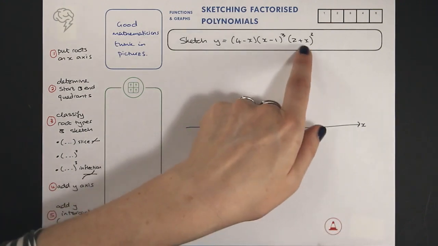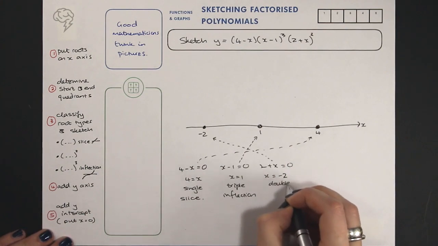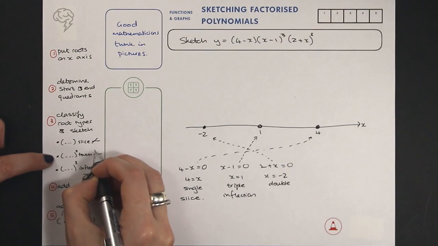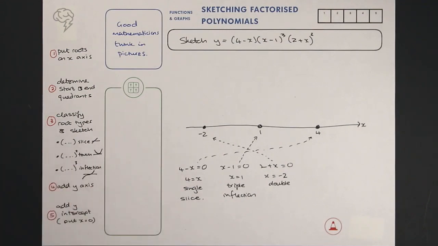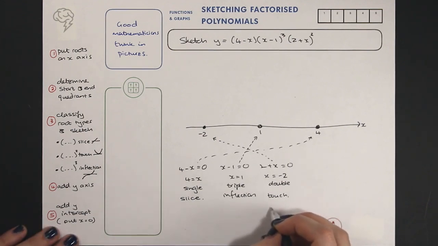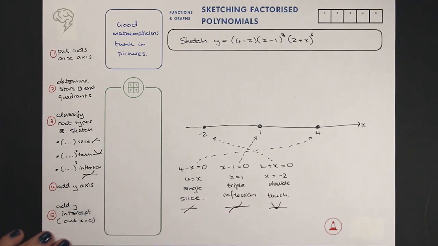And then finally, minus 2, that's a double root. It's squared, the factor is squared, and a double root is a touching root. So that goes like that, and touches all the other way up. Okay, so now we know what they're going to look like. We're going to have something that looks like that, something that looks like this, and something that looks like that.